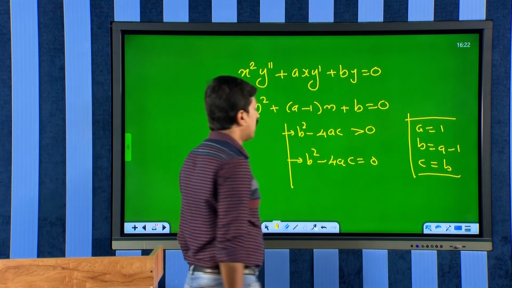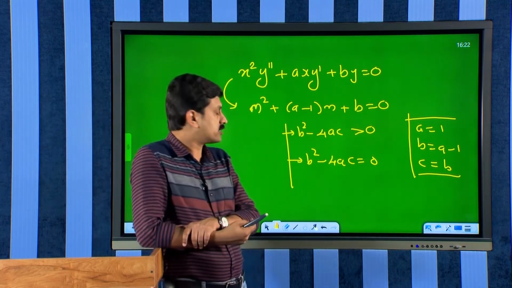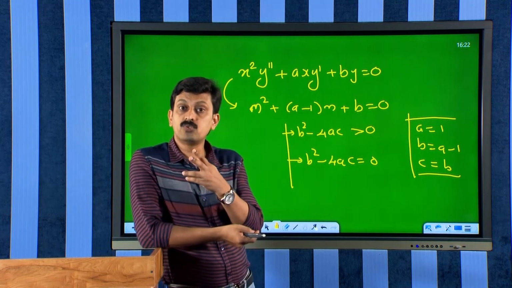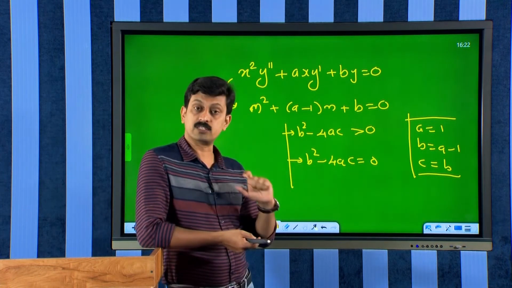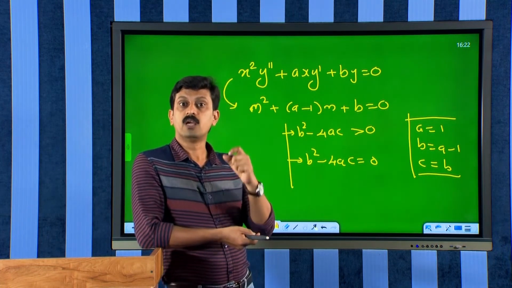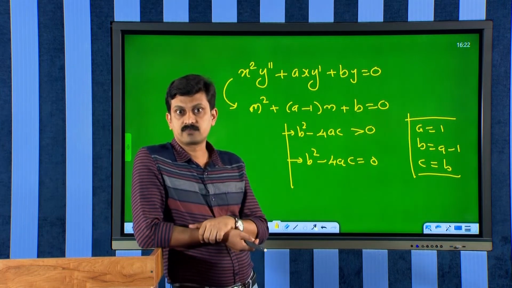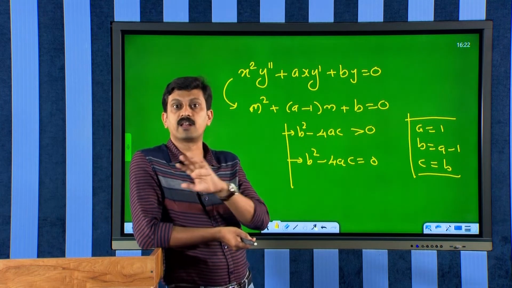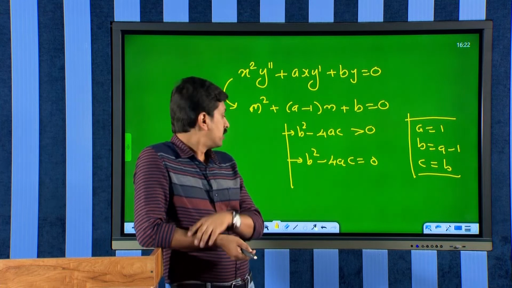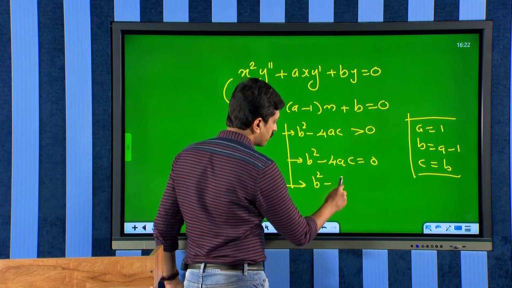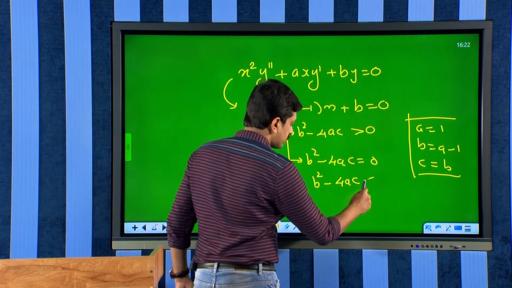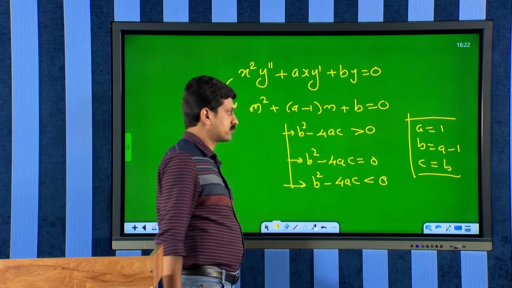Whenever b square minus 4ac is greater than 0, there will be two distinct real roots, and whenever b square minus 4ac is equal to 0, there will be a double root, a single real root. Now, finally, we have to discuss the case b square minus 4ac less than 0.